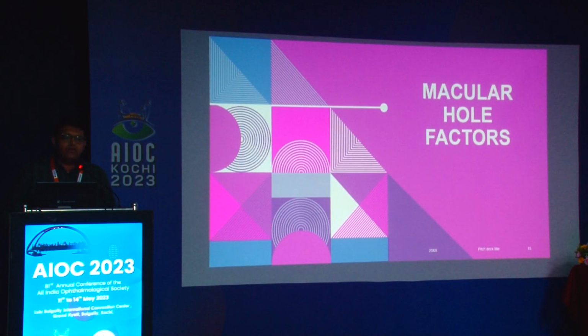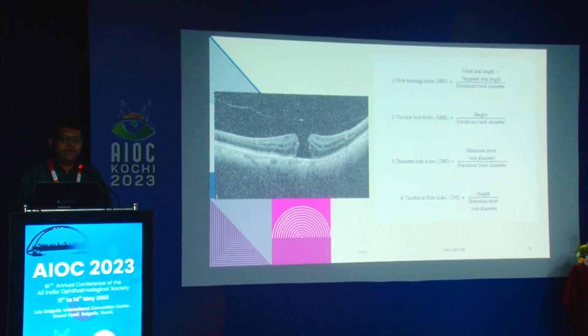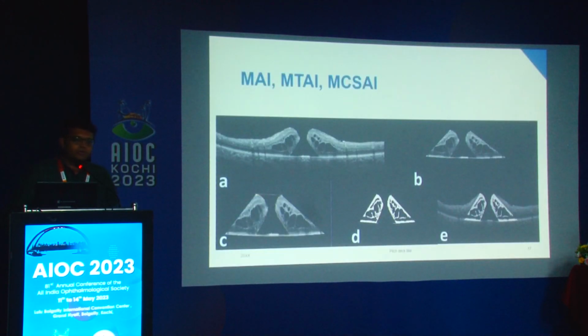Now let's look at the macular hole factors. The important factors in preoperative decision making are the hole forming factor, the macular hole index, the diameter hole index, and the tractional hole index. I'm not going to stick to these indexes, but talk about something beyond them. This is the MAI, the macular hole area index. The MTAI is the tissue area index.